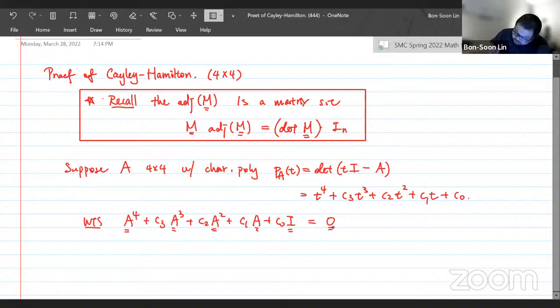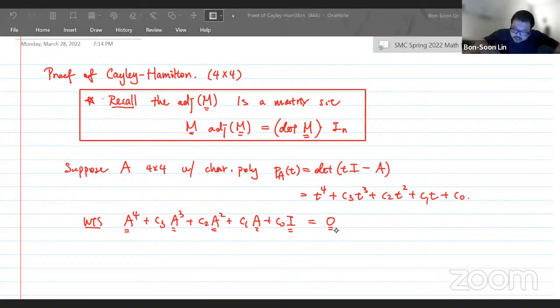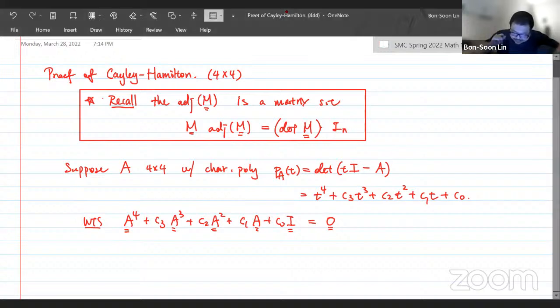Sometimes I draw a double underline to emphasize those are matrices. The C's are just numbers, scalars. So this is what we want to show if I want to prove Cayley-Hamilton for the 4x4 case. Of course, you can imagine this 4 is just some arbitrary positive integer n. Now, how on earth are we going to accomplish this?